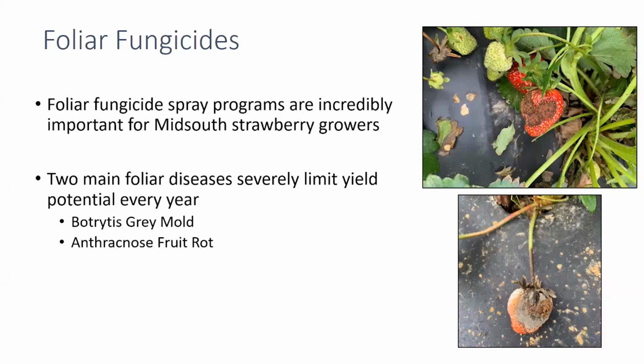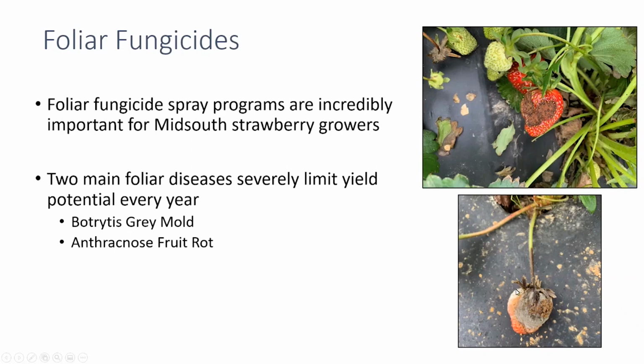And so botrytis gray mold, you'll see it referred to as botrytis fruit rot or gray mold. It's the exact same thing. I'll probably end up calling it both things, either gray mold or botrytis, during this. And then anthracnose fruit rot, which all of you probably know as anthracnose. You can see up the top here, those little sunken black lesions, that's what anthracnose is. And botrytis is going to be that gray fuzzy stuff you see.